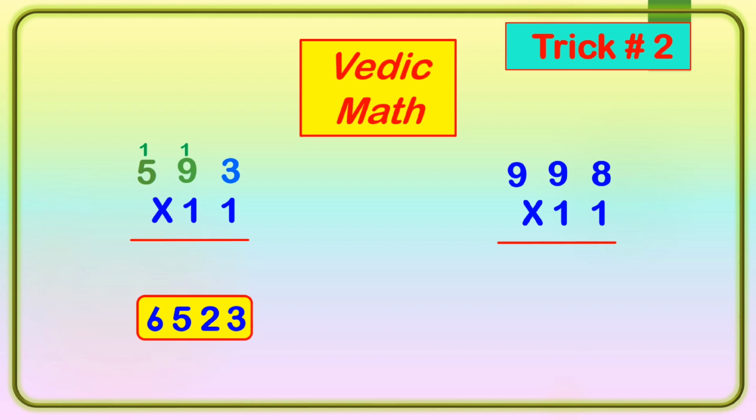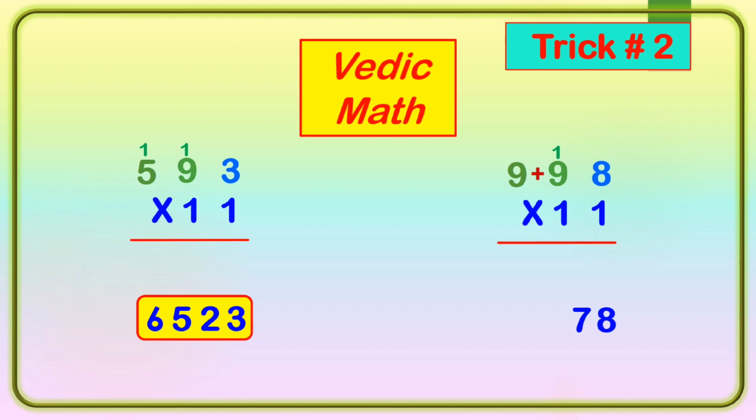998 multiplied by 11. The last number on the right side is 8. Carry down 8 as it is. 9 plus 8 is 17. 17 is a double digit number. Hence we have to write 7 and 1 should be carried on 9. Then the last number is 9, the next to last number is 9.